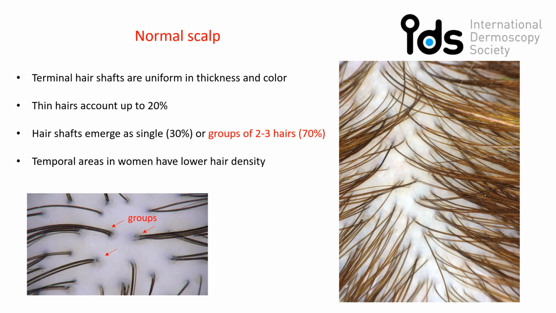So what about normal scalp? In the scalp, the hair is organized, as you see, in follicular units, in groups. Usually about 70% are organized in groups of 2 and 3 hairs. Up to 20% are thinner hairs. The rest are thick hairs. And remember that the temporal areas in women have lower hair density.